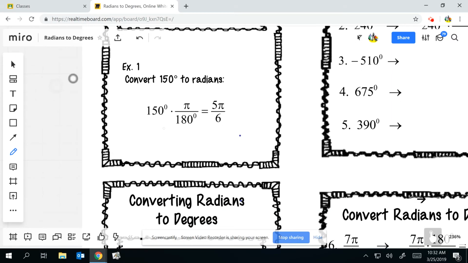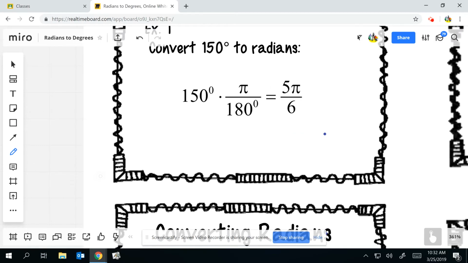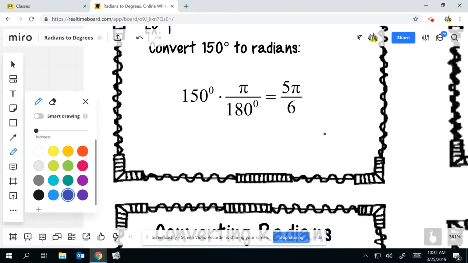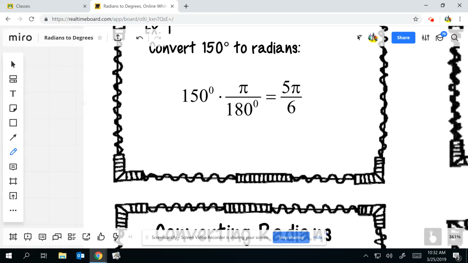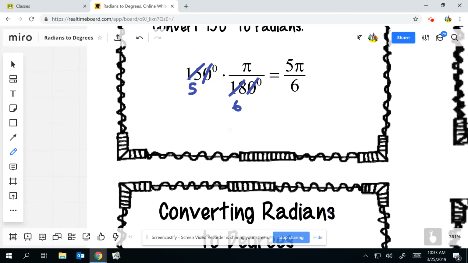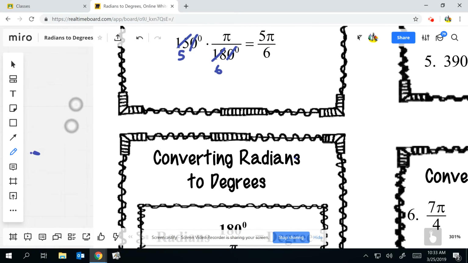So if I'm converting from 150 degrees to radians, I need to take my 150 and multiply it by pi over 180, because I want to go to radians. Now, when they did this one, they actually reduced. I would have crossed out the zeros by dividing by 10, and then 15 and 18 can be divided by 3, and that gives me a 5 and a 6. And so that's how they got their 5 pi on top and their 6 on the bottom. So 5 pi over 6, just by cross-canceling. Okay, so let's try that and see if we can get that to work.